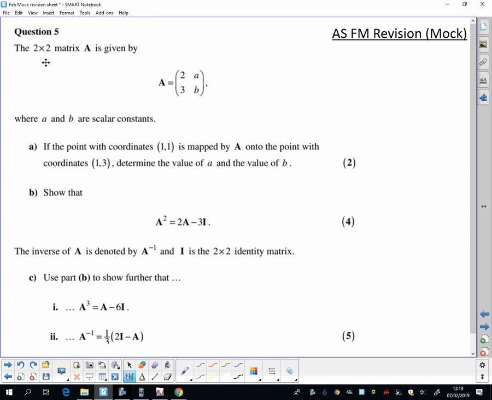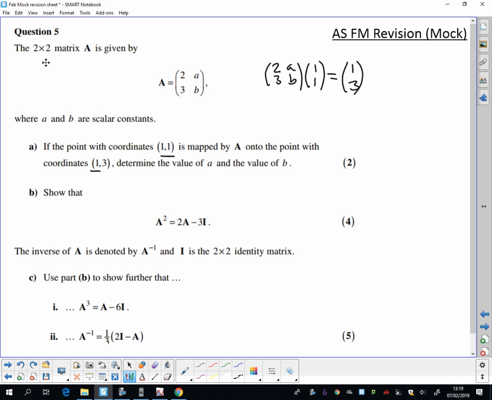Right, matrix transformation and a bit of matrix proof here. So we've got a matrix and we're given some information. The point with coordinates 1, 1 is mapped onto the point with coordinates 1, 3. So we take our matrix and I want to know where 1, 1 goes, and I know that the answer is 1, 3. And that's how we do our matrix transformations. You pre-multiply the vector by the matrix.